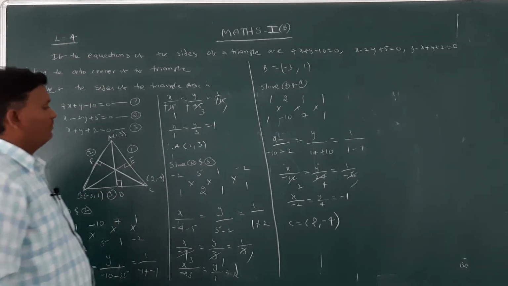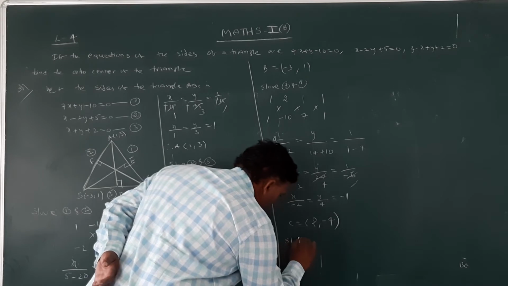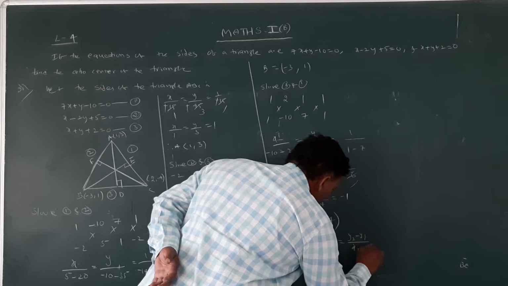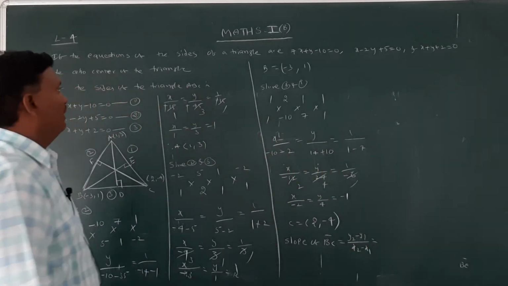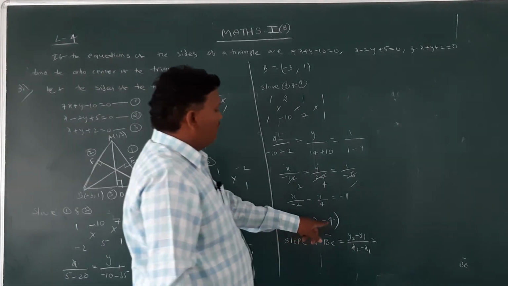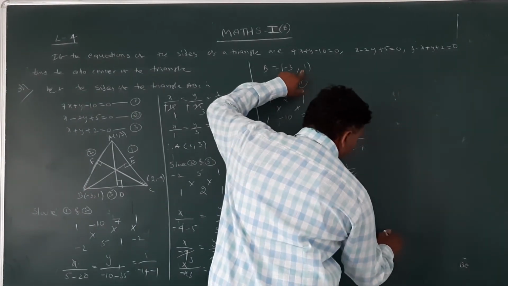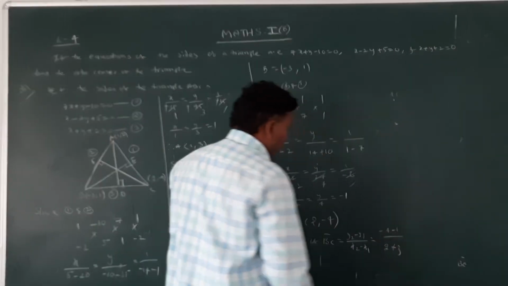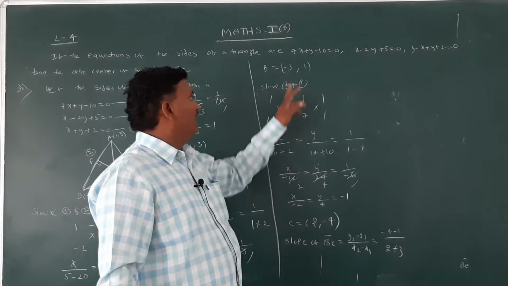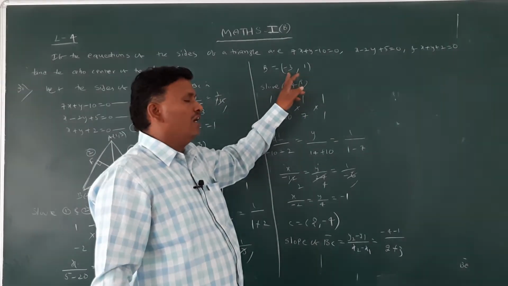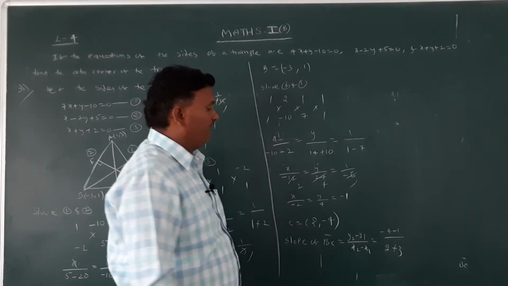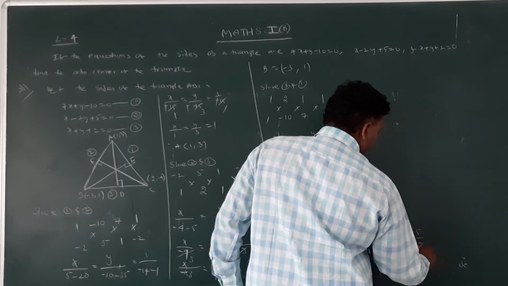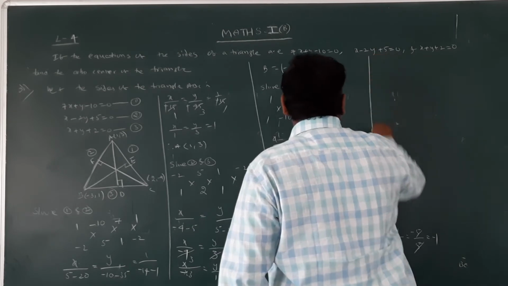First, what is the slope of BC? Slope is equal to y2 minus y1 by x2 minus x1. y2 is minus 4, y1 is 1, so minus 4 minus 1 by x2 is 2, x1 is minus 3, minus into minus plus, so 2 plus 3. Minus 4 minus 1 is equal to minus 5 by 5 is equal to minus 1.